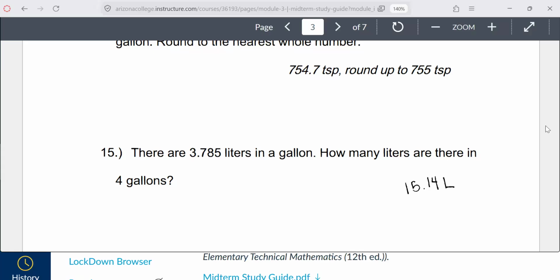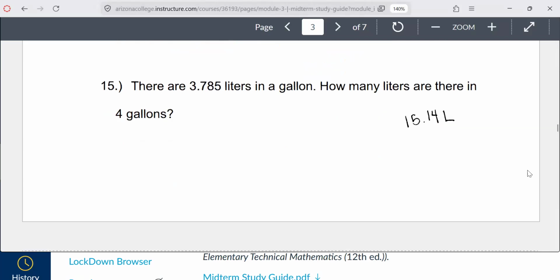All right. So we're going to start with number 15 in this problem. So we've got 3.785 liters in a gallon. How many liters are there in 4 gallons? So you've got 3.785 L per 1 gallon.